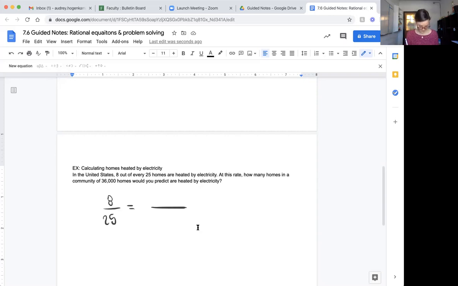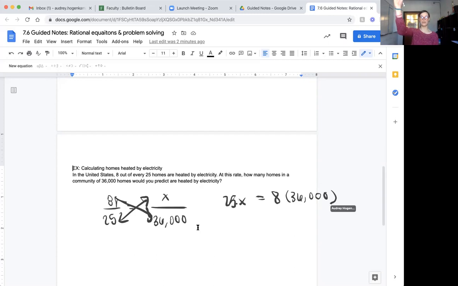So we're going to have 8 over 25 equal to x number of homes over 3,600 total homes. And then the way we can solve this proportion is by cross multiplication. So what we can do is say that 25x, so you multiply up and over, is equal to 8 times 3,600. And you can do this either way. You can write 8 times 3,600 equals 25x or vice versa. But what you're doing is multiplying across your equal sign. And then you know that 25x equals 8 times 3,600, which is equal to 288,000.